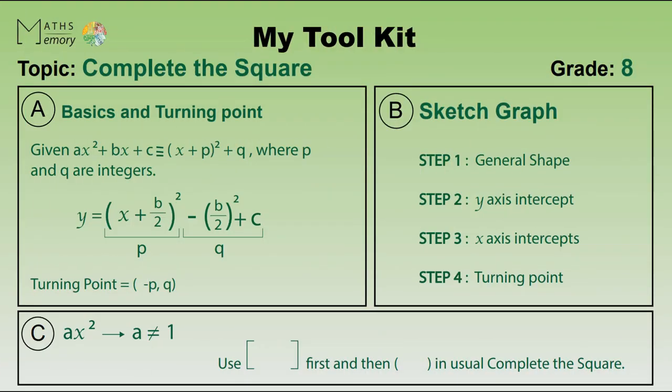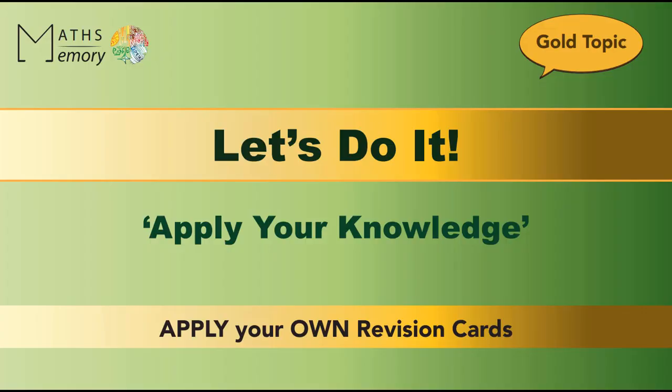So this is our toolkit all put together to make sure you can attempt these Let's Do It questions in the best way possible with your revision cards. So part A, basics and turning points. Make sure you've understood these points over here, sketching a graph, and finally how to deal with an equation where your coefficient is not 1. Press pause, make sure you've got this, and let's do our Let's Do It questions based on this information.